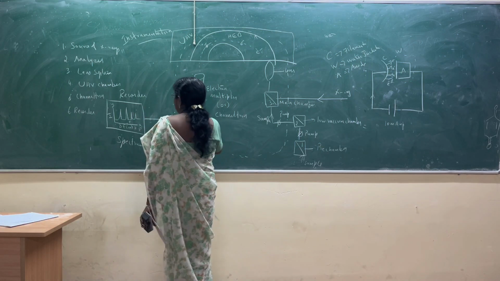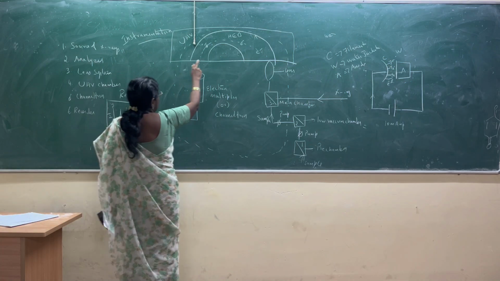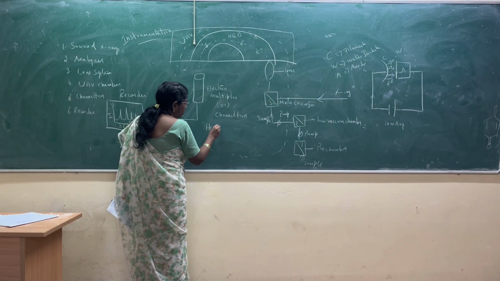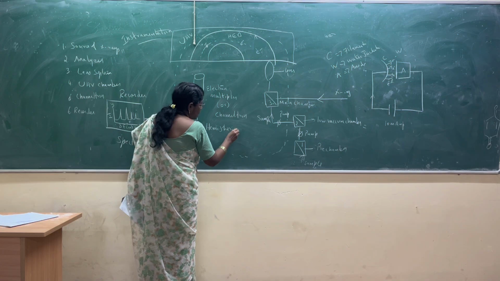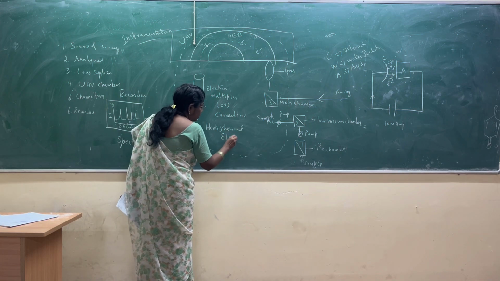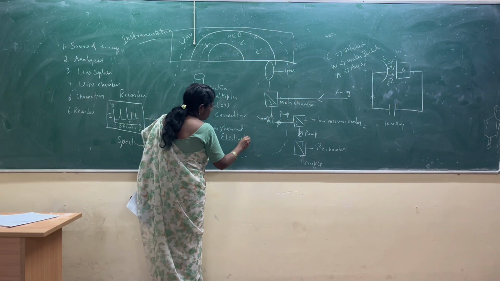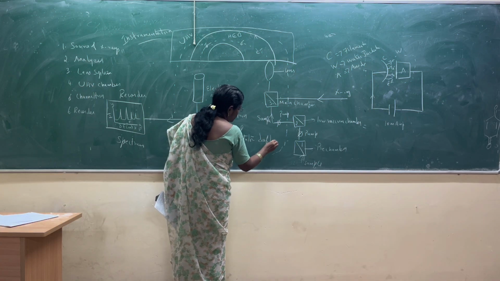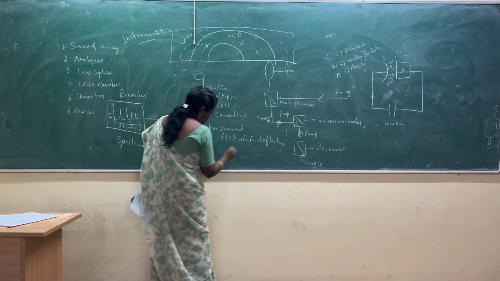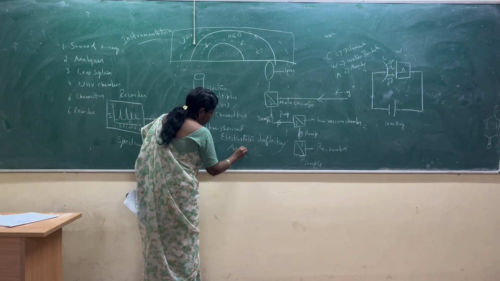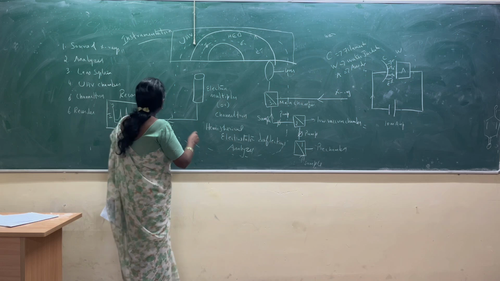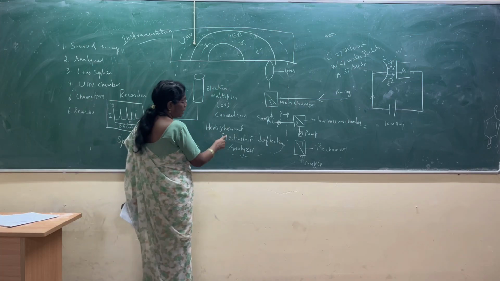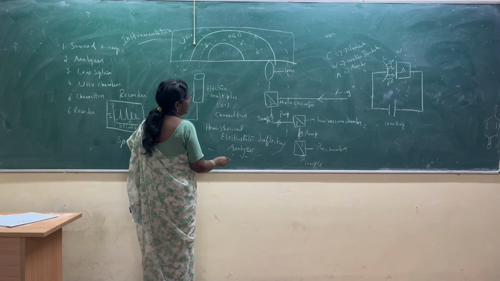And the second one is the analyzer. What is the name of the analyzer? It's a hemispherical electrostatic reflection analyzer. The analyzer is hemispherical in shape, so it is called the hemispherical electrostatic reflection analyzer.